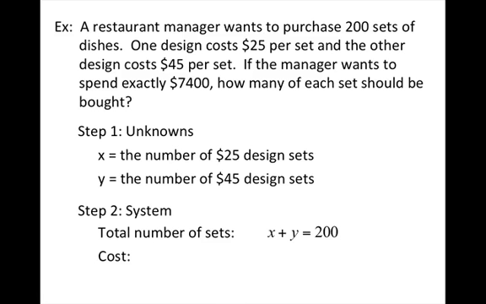I'm going to do the same with the $45 set. I'm going to take y, which is the number sold, and multiply it by $45 to determine how much money I'm spending on the $45 sets. If I add these together, I'll get the $7,400 that the manager wants to spend. So my second equation is 25x plus 45y equals 7,400. If I put these equations together, this gives me my system.